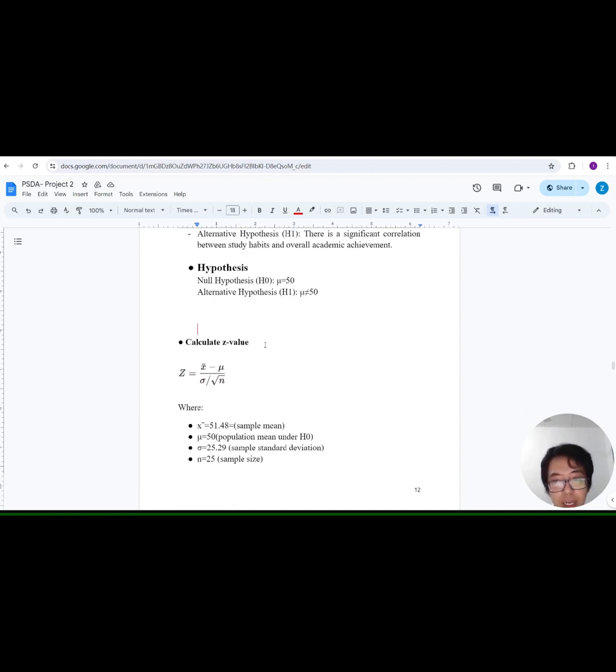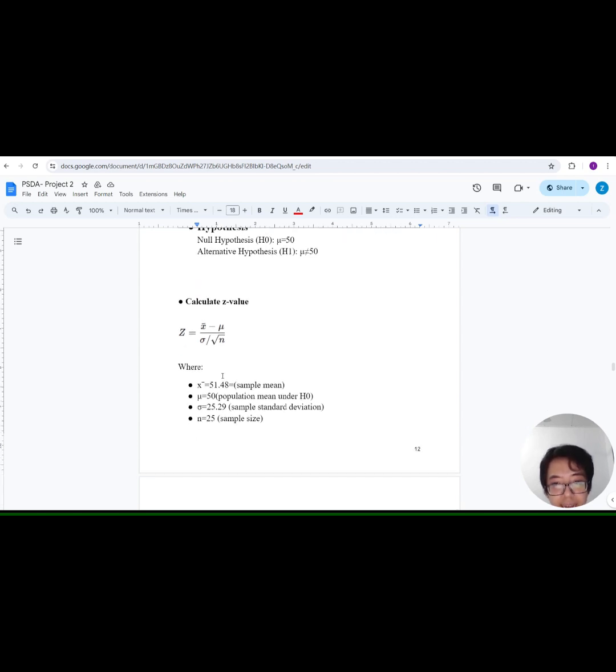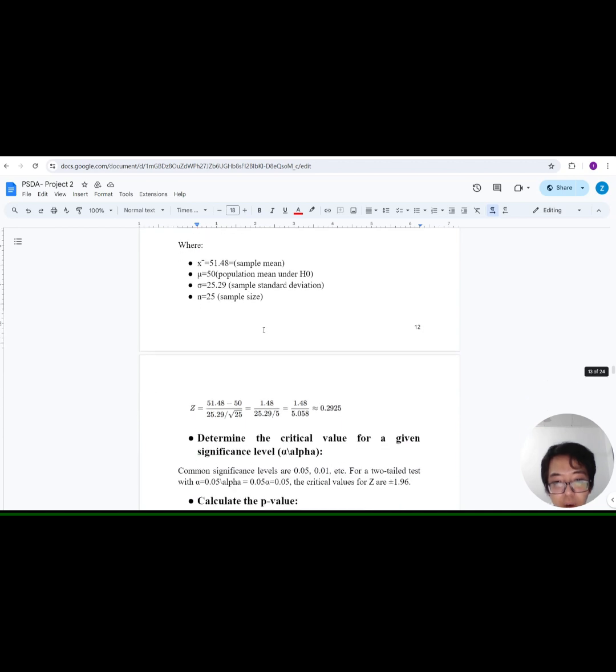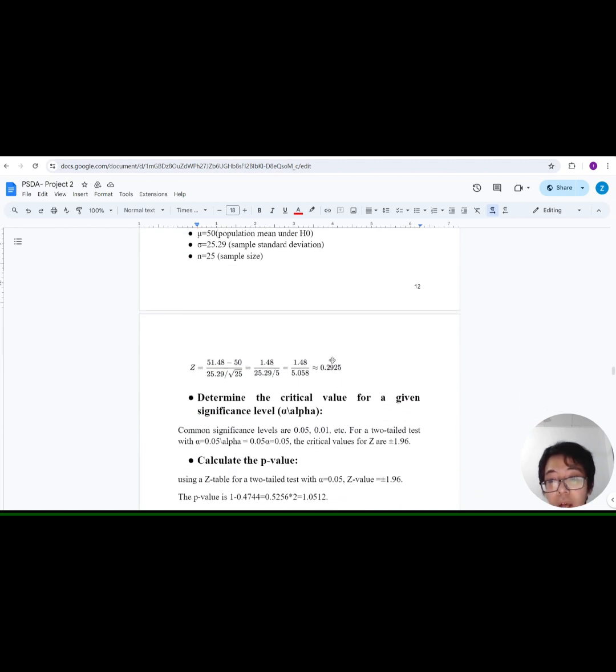Now, according to the equation, we calculate the z value. So z is equal to x minus mu divided by sigma divided by the square root of n. Here x is 51.48 as we mentioned in the dataset part, mu is 50, sigma is equal to 25.29, and n is the number of samples in the dataset, which is 25. So we can say the value of z is equal to 0.2925.